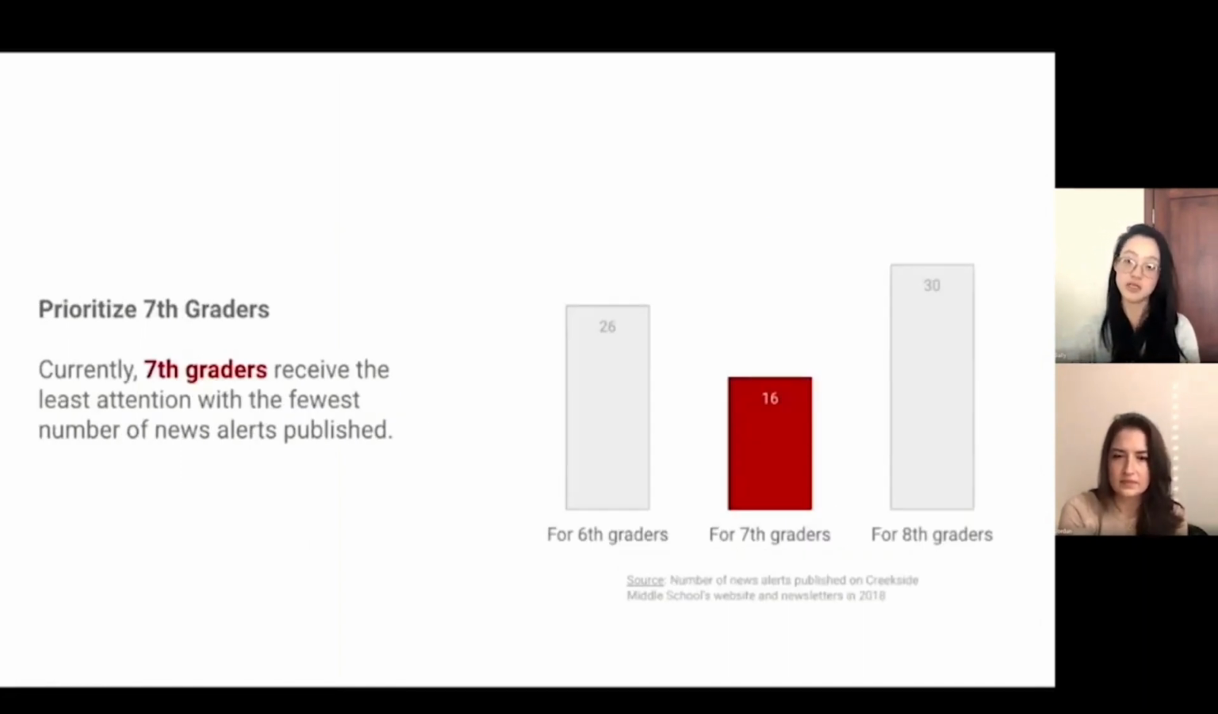And what's interesting is if we looked at the news alerts that are sent out, these are the things that the parents are notified about currently, and broke it down from 6th graders, 7th graders, and 8th graders, we found that the 7th graders received the least attention. They had the fewest number of news alerts published.